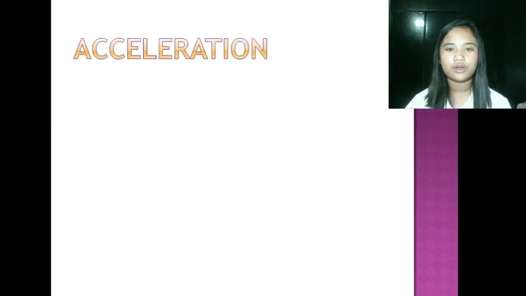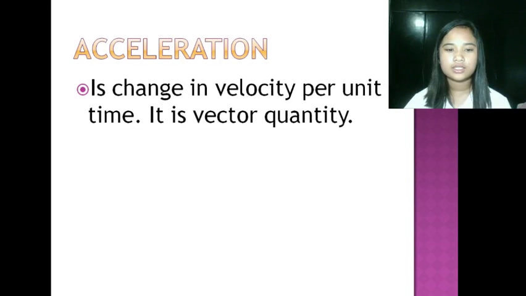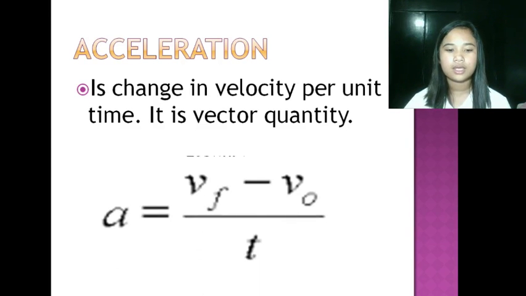The last one of the vector quantity is the acceleration. It is the change in velocity per unit time. It is a vector quantity. And the formula on getting the acceleration of an object is acceleration equals final velocity minus initial velocity, divided by time.